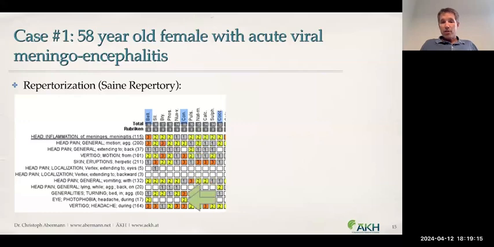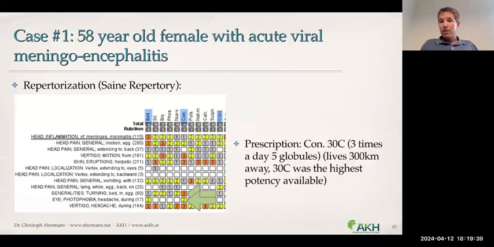And why did I give conium? Because she had 2 big keynotes of conium. She had the general aggravations turning in bed. Everything was worse turning in bed. Her headache was worse turning in bed, and her dizziness was worse turning in bed. And the second one is the big photophobia she had, which we know from the monograph of André that is a big keynote of conium. So at that moment, she got conium 30C 3 times a day. She lives 300 kilometers away, so I just had to give what she got, and 30C was the only potency available. Otherwise, I would have probably given her a higher potency.